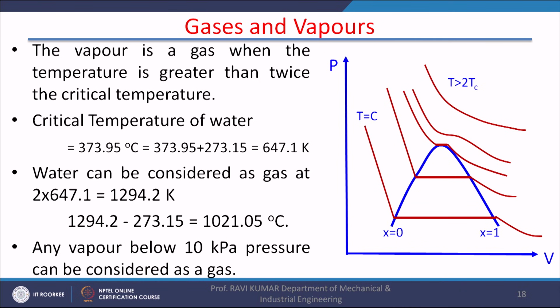We have taken the example of water. The critical temperature of water is 373.95 degrees centigrade, and in Kelvin it is 647.1 Kelvin. So water can be considered as a gas at 2 times the critical temperature, that is 1294.2 Kelvin, which turns out to be 1021.05 degrees centigrade. Now, any vapor which is below 10 kilopascal pressure can also be considered as a gas.